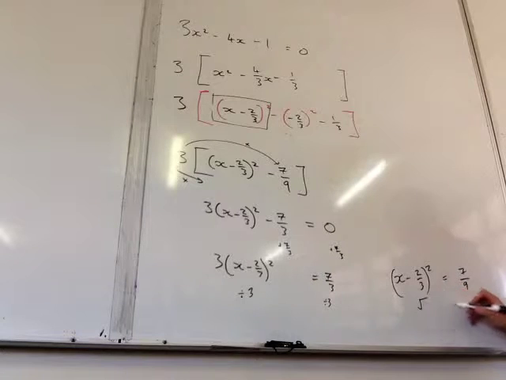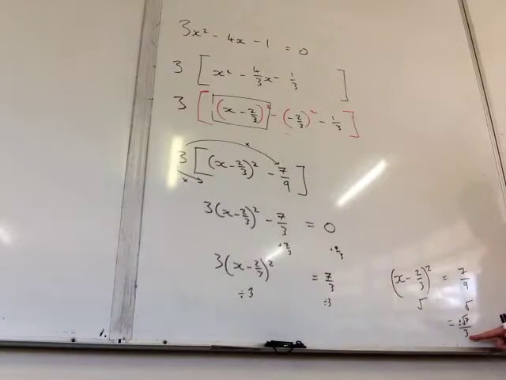Now I take the square root of both sides, which is plus or minus root 7 over 3. Why has that gone to a 3? Because the square root of 9 is 3. That's why. So you've got to square root both the numerator and denominator.